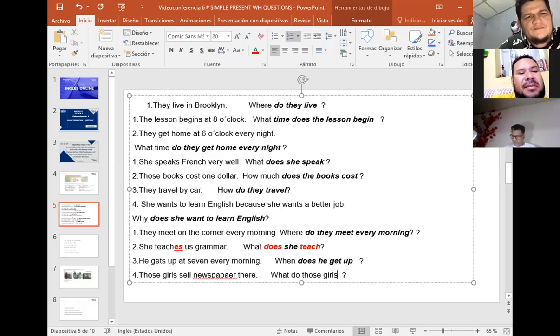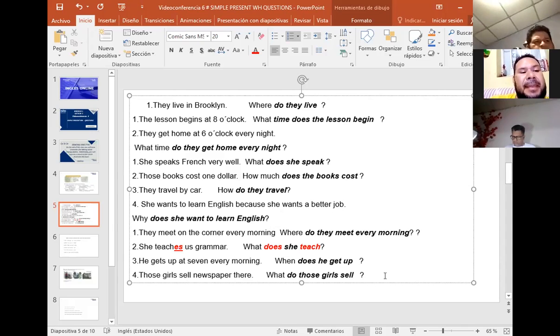What do those girls sell? Es como those girls sell, right? ¿Qué venden? Entonces, those girls sell newspapers there. Entonces, la pregunta es como que, ¿y qué venden las chicas? ¿Y qué es lo que las chicas venden? Entonces, vemos ahí que usamos la estructura, right? The newspapers. Y hemos completado las preguntas en base a las respuestas que tenemos.